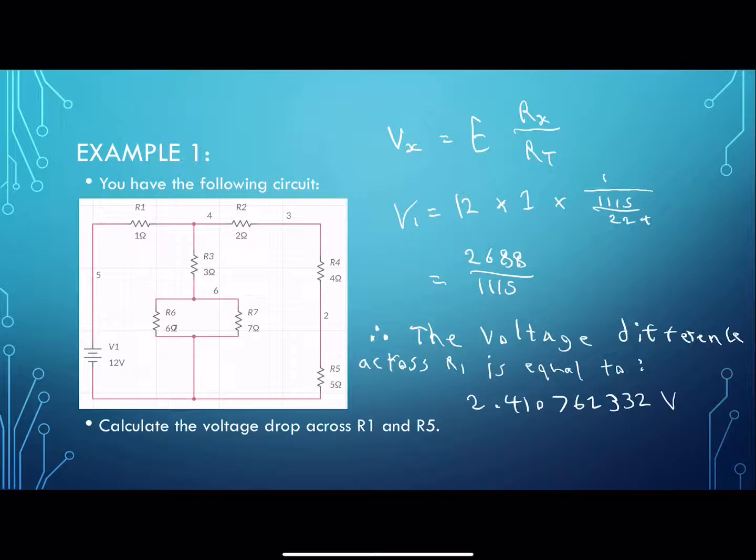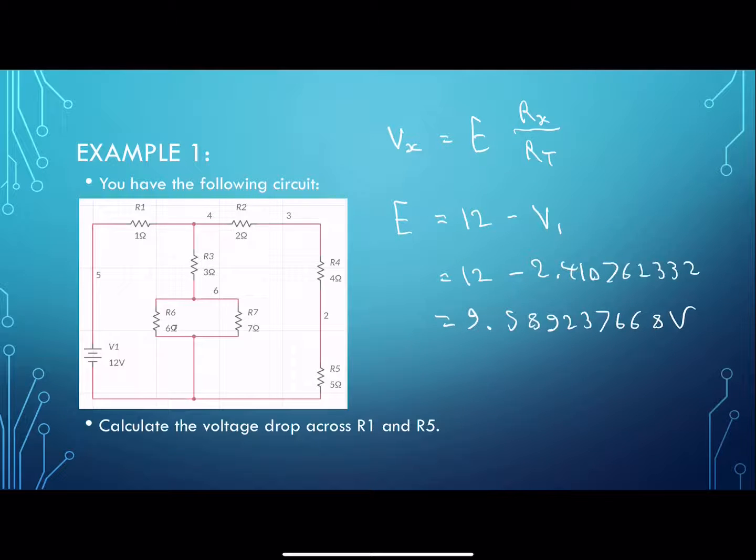We get that V1 is equal to 2.41 volts. Now to calculate the voltage drop across R5, we need to reconsider some stuff. Now E is not 12 anymore. E is actually the voltage source after the drop in R1, which is at this point. So it's the voltage at this point, which is equal to 12 minus V1, which is 9.589.